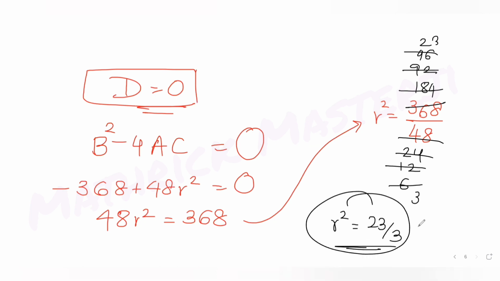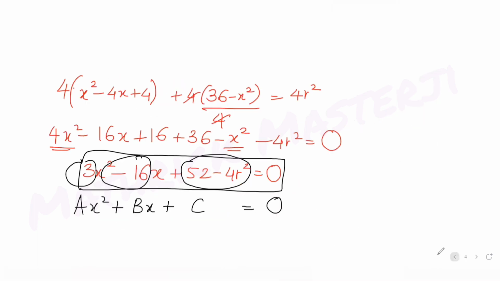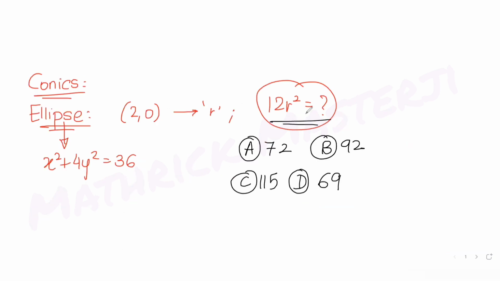Now once you have r square as 23 over 3, you can just find the value of 12 r square. So 12 r square in this case is 12 times 23 over 3. 3 ones, 3 fours. So 23 into 4, 92. So that is the answer for the question given to us. And if you see, that matches with option B. So B becomes the correct answer for the question given to us.